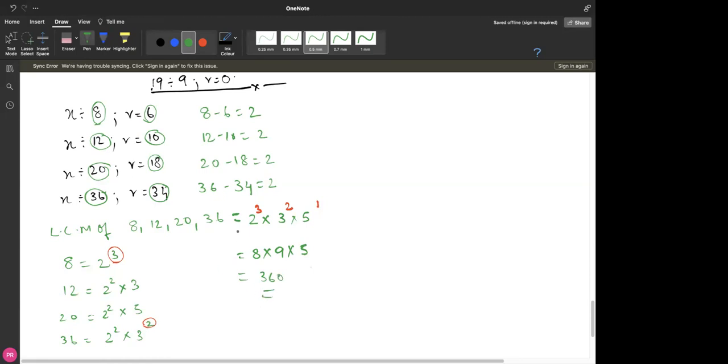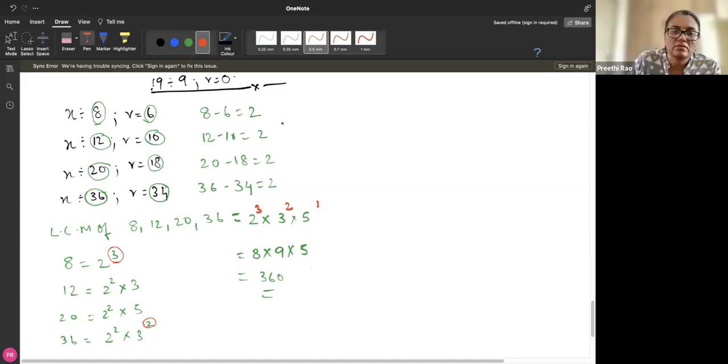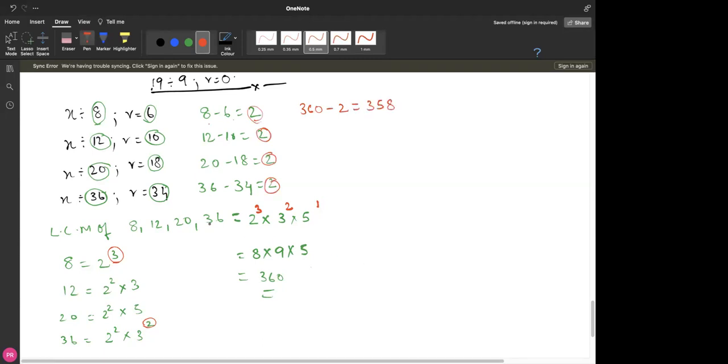Now what did you do? Ma'am, as the common difference was 2, I subtracted 2 from the LCM. Okay. So he took the LCM 360, and the common difference between the divisor and the remainder was 2. So you got 358. Okay.